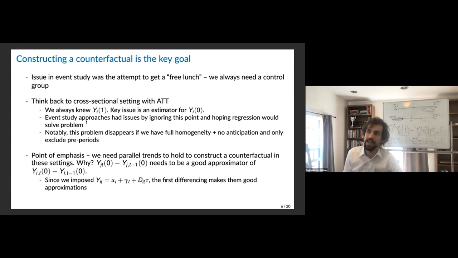Really what we have to have happen in these panel models, the event study model, is that to get the ATT we need to be able to construct a counterfactual. And to do that, we need parallel trends to hold. The reason is that for the control group, the relative change needs to be a good approximator of what it would look like in the treated group if they were untreated, basically what would happen in the absence of the treatment. And because we have this underlying parametric assumption, the two-way fixed effects, the unit fixed effects and the time fixed effect, this first differencing makes them good approximations for one another, right? If we take the differences, one approximates the other extremely well. That's the point: this is constructing the counterfactual.